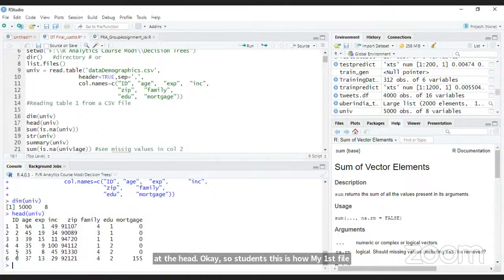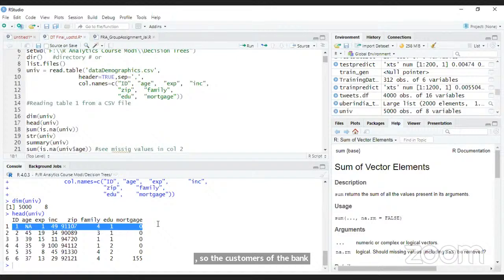ID has numbers 1, 2, 3, unique numbers. Age has the age of the bank clients, so the customers of the bank. Each row represents an individual person's data. The first individual or applicant has not given his age, so that is the reason it is showing as NA, missing value. Then he has an experience of 1 year. Let us say the income is in $1,000, so $49,000 is his yearly income.